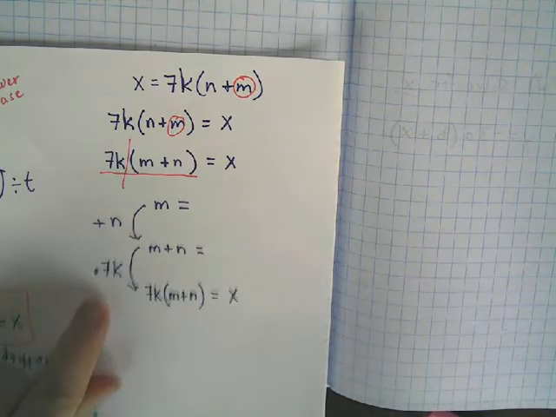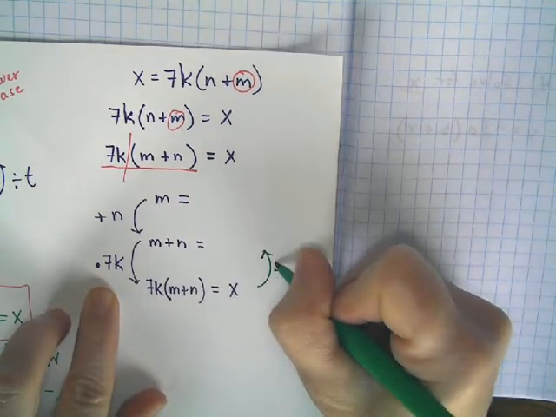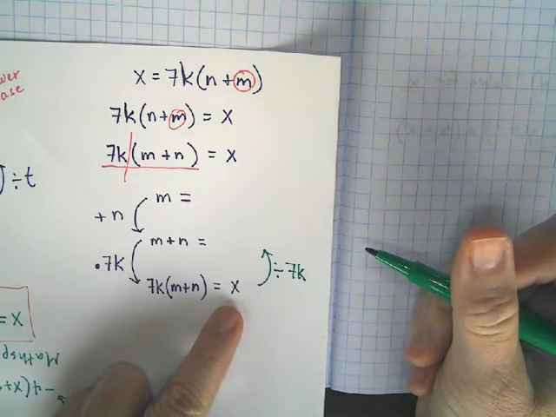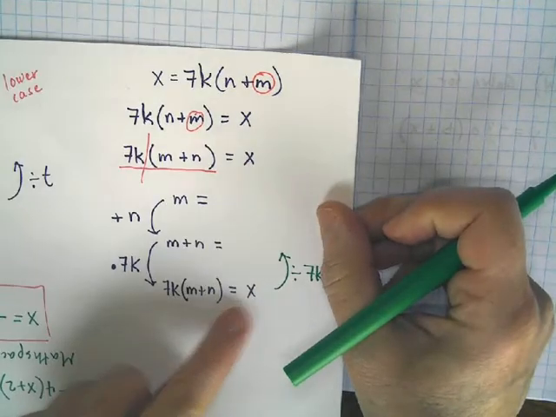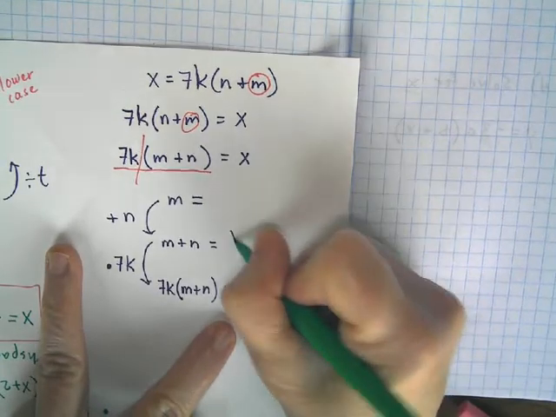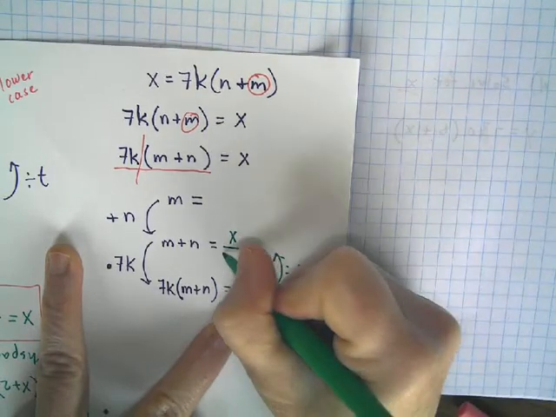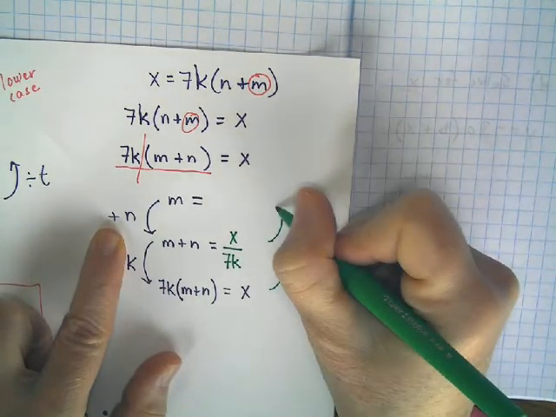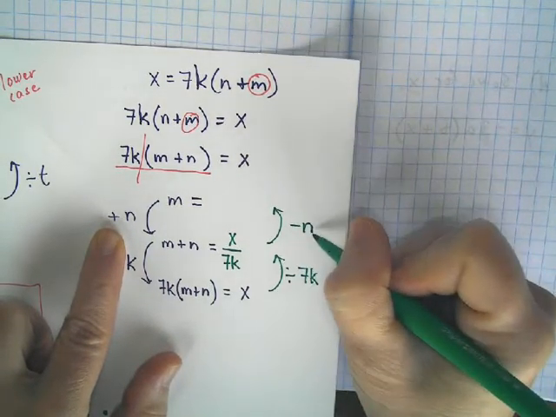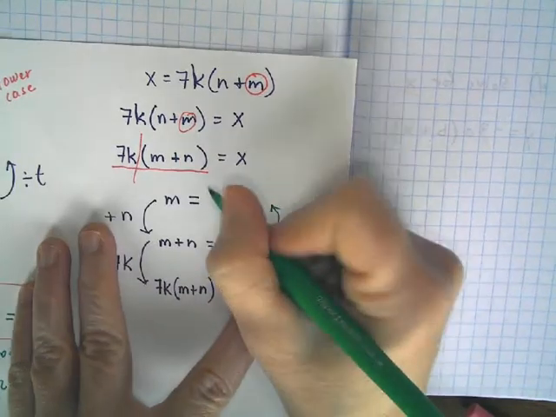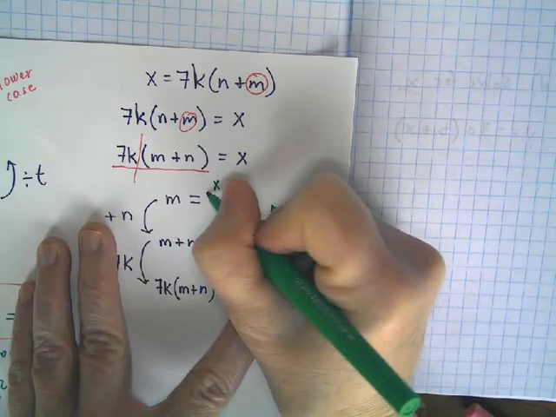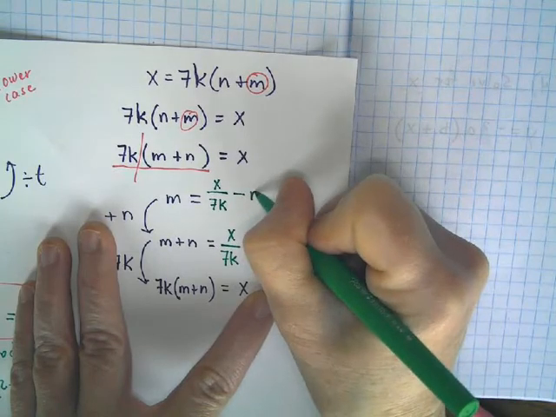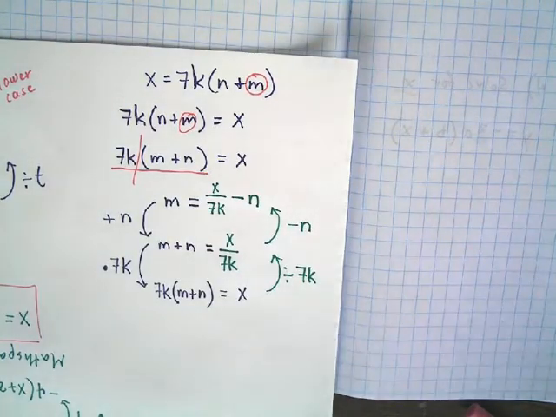The opposite of multiply is divide. So I'm going to divide by 7k. And notice these are lowercase letters. So I'm going to keep writing lowercase letters. So I have x divided by 7k. Then the opposite of plus n is minus n. Notice lowercase. These are lowercase, small letters, little letters. So x divided by 7k minus n. And that is my answer right there.